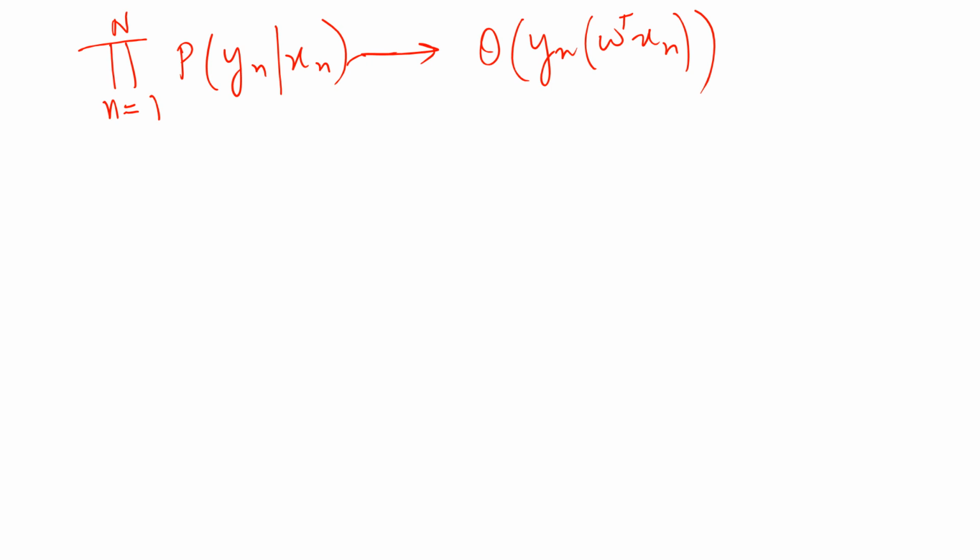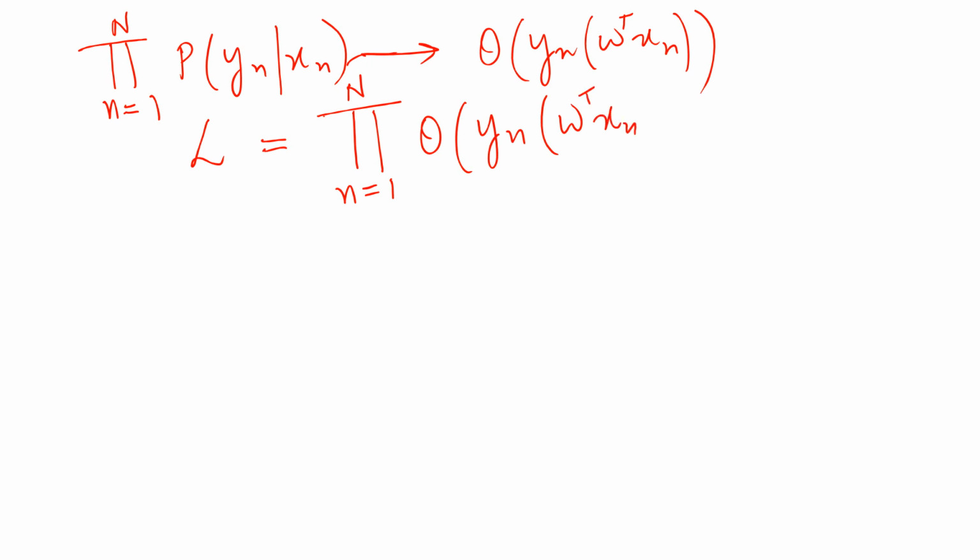So then, more formally, we have this likelihood function, which is most of the time represented by L, and the likelihood function is given by the product from n equals 1 to N of theta of y_n w transpose x_n. Okay, so this is my likelihood.